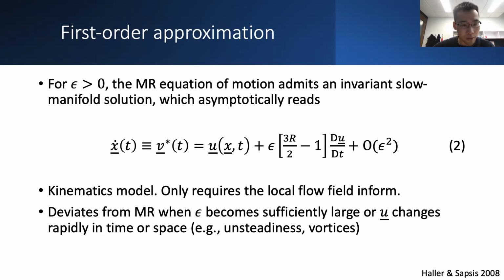However, this equation has limitations when the epsilon, basically the particle inertia, the flow inertia, becomes sufficiently large, or when the fluid velocity gradients in time or space become large, then this equation would fail. Examples are when you have unsteadiness and also when you have vortices in the flow field.